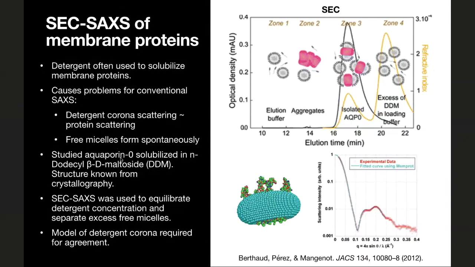So in this case, what was done is they used aquaporin as kind of a standard membrane protein solubilized with detergent, and they used SEC-SAXS to equilibrate that protein with a buffer containing detergent so that they had a good buffer match that contained free micelles to the protein plus free micelles. In other words, zone 1 here, which is just the elution buffer, and zone 3, which is solubilized protein plus free micelle. They could just subtract those two and get the protein alone. That combined with atomistic modeling of this detergent corona, they were able to get good fits to the scattering profile.